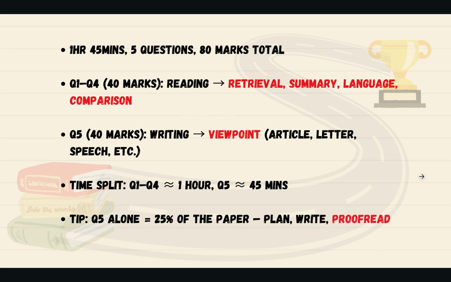Paper 2 is 1 hour 45 minutes in total, it's 5 questions and it's worth 80 marks. Question 1 to question 4 are worth 40 marks, and this is the reading section, where the main skills we focus on are retrieval, summary, language and comparison. Question 5 is 40 marks, and this is your writing section, where we look at the viewpoint. So we have to write something like an article, letter or speech.